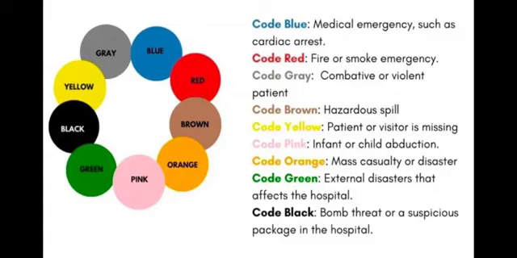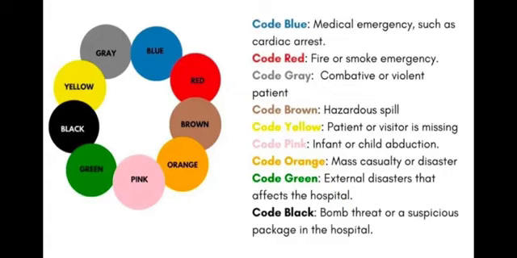Orange, mass casualties. Mass casualty means a lot of casualties during floods, disasters, or road traffic accidents and other disasters. And now code green. Green code is used for external disasters that affect the hospital. External disaster that affects the hospital means, for example, the hospital is near a river, or there is an earthquake or something else. Code black: bomb blasts, suspicious package at the hospital.